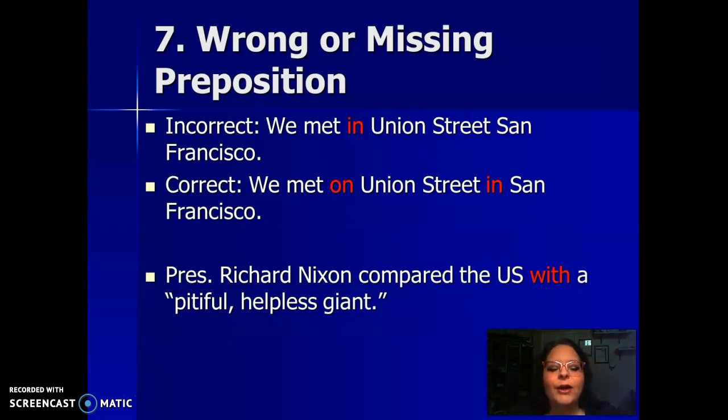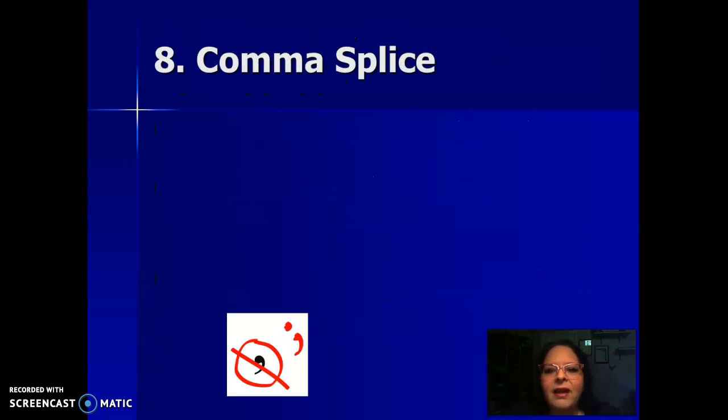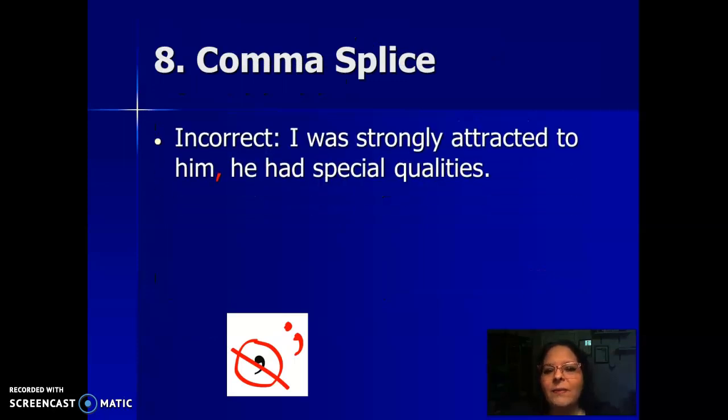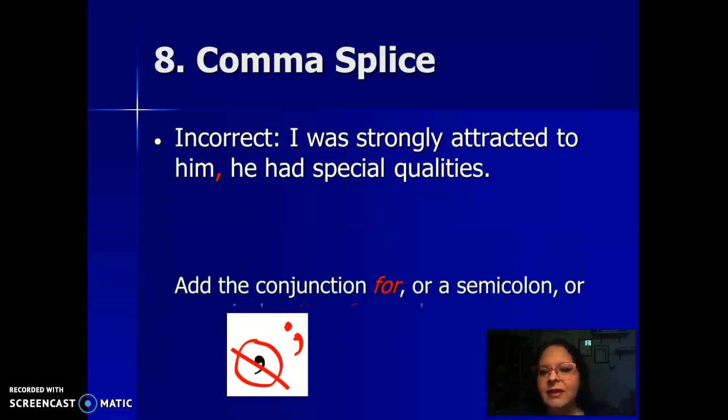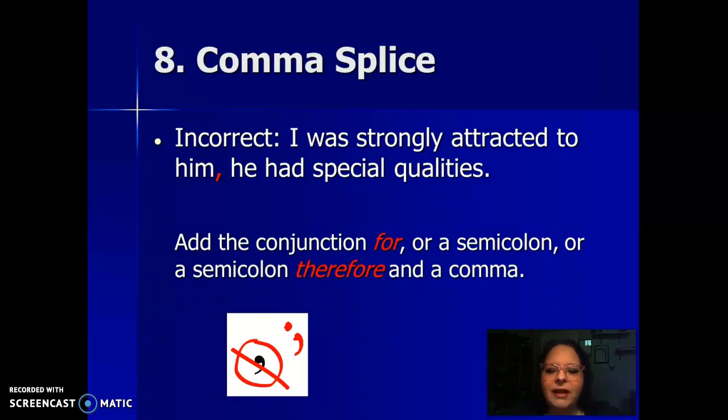But instead, he compared us to a pitiful, helpless giant. A comma splice. One of the main three is when you have two sentences put together with only a comma and nothing else. So I was strongly attracted to him. He had special qualities. Two complete sentences that must be connected properly. You could add a conjunction. You could add a conjunctive adverb with a semicolon and a comma. You can put in the word because if you need, but something else has to be there besides just the comma.